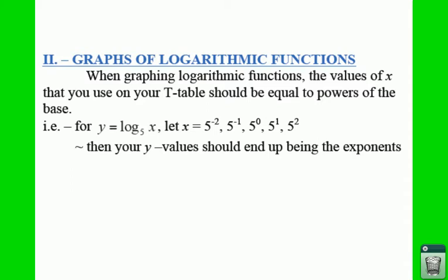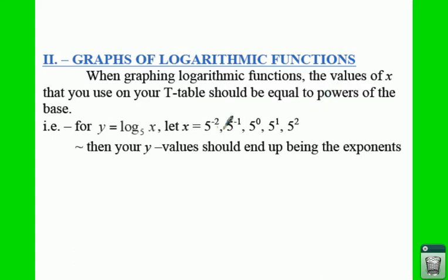Now we get to the fun stuff, graphs of logarithmic functions. Whenever you want to graph a log function, it's not as easy as just plugging in some random value of x. What you want to do is use values of x in your t-table that should be equal to powers of your base.